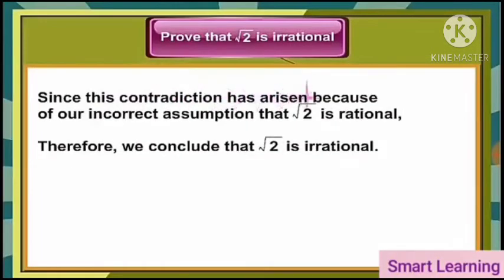This contradiction has arisen because of our incorrect assumption that square root 2 is rational. We therefore conclude that square root 2 is irrational.